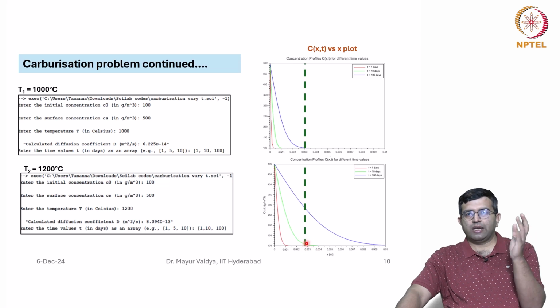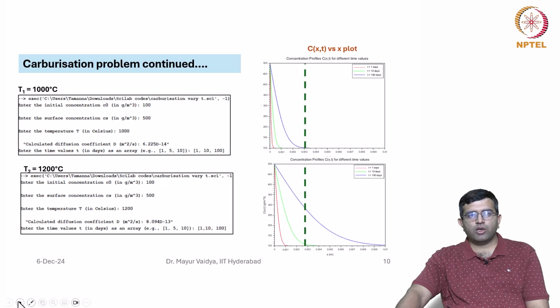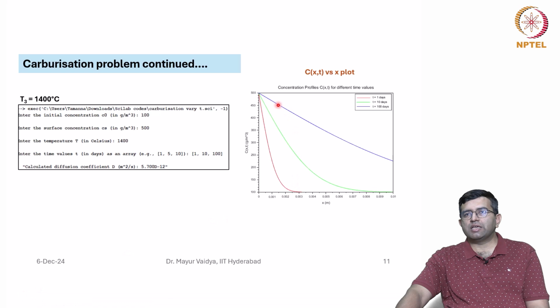But you may say, oh, 10 days is even higher for me, let me see if I can reduce it further. So if I increase the temperature to 1400 degrees centigrade, the diffusion coefficient becomes 10 power minus 12. The time values are again 1, 10 and 100, and now you will see that the lines are even more spread out, and my case depth can now be achieved in almost 1 day.